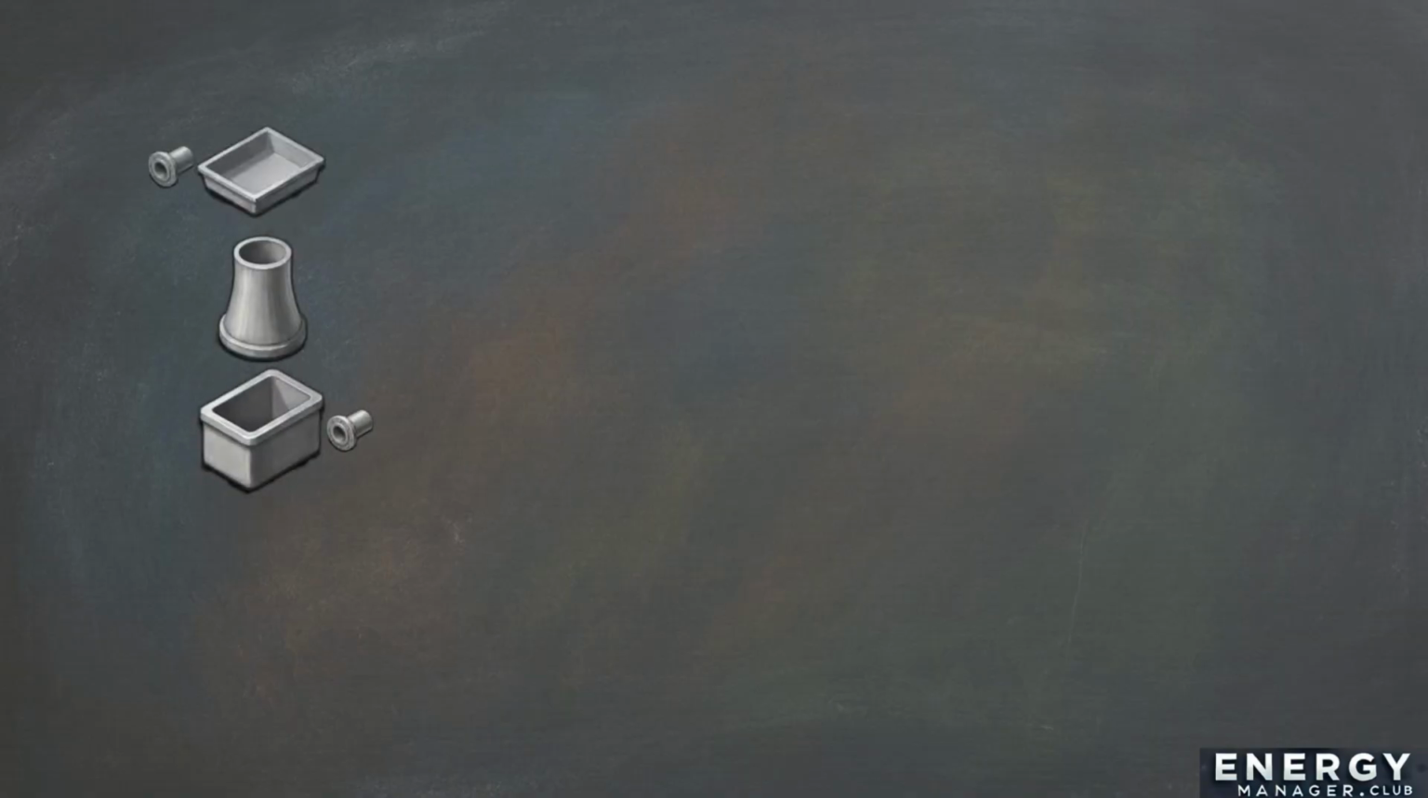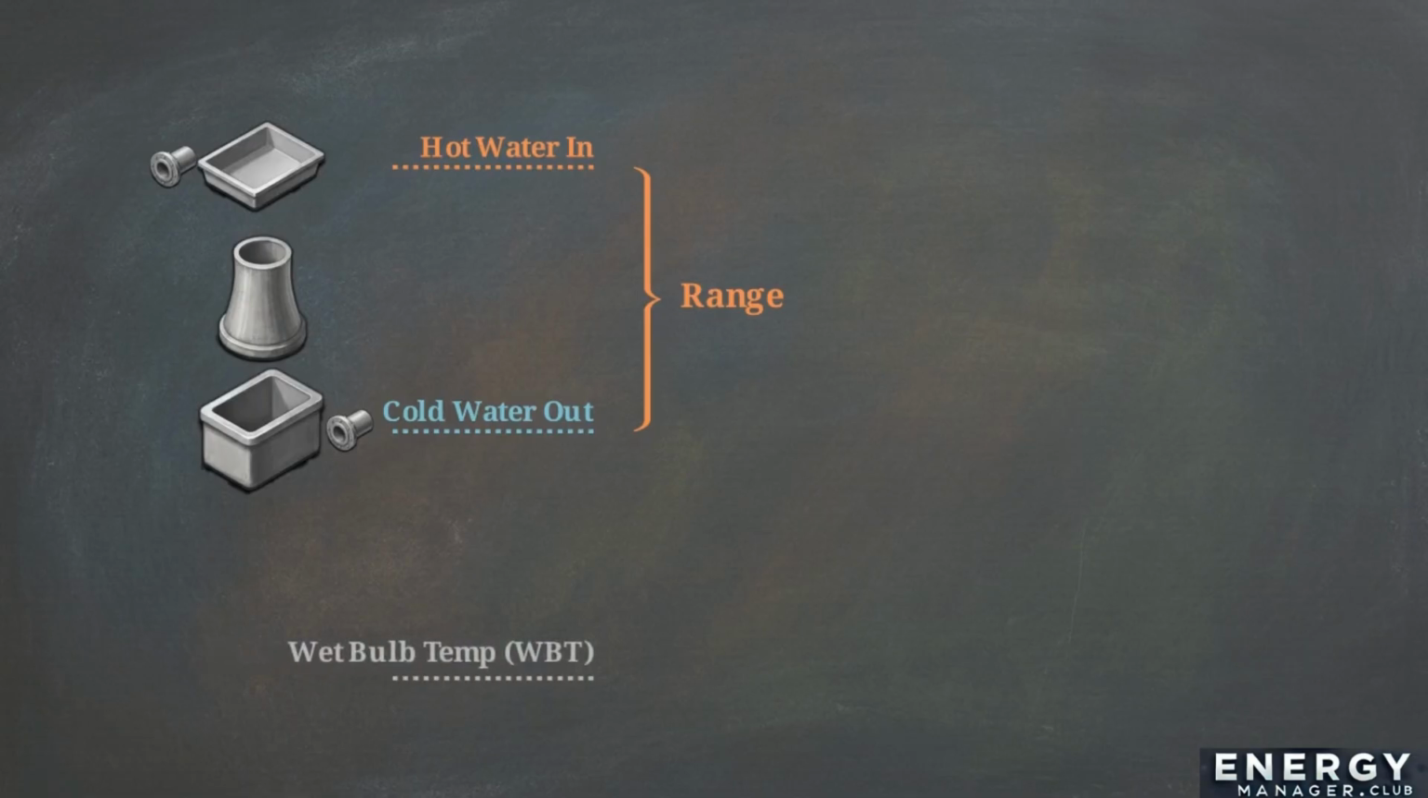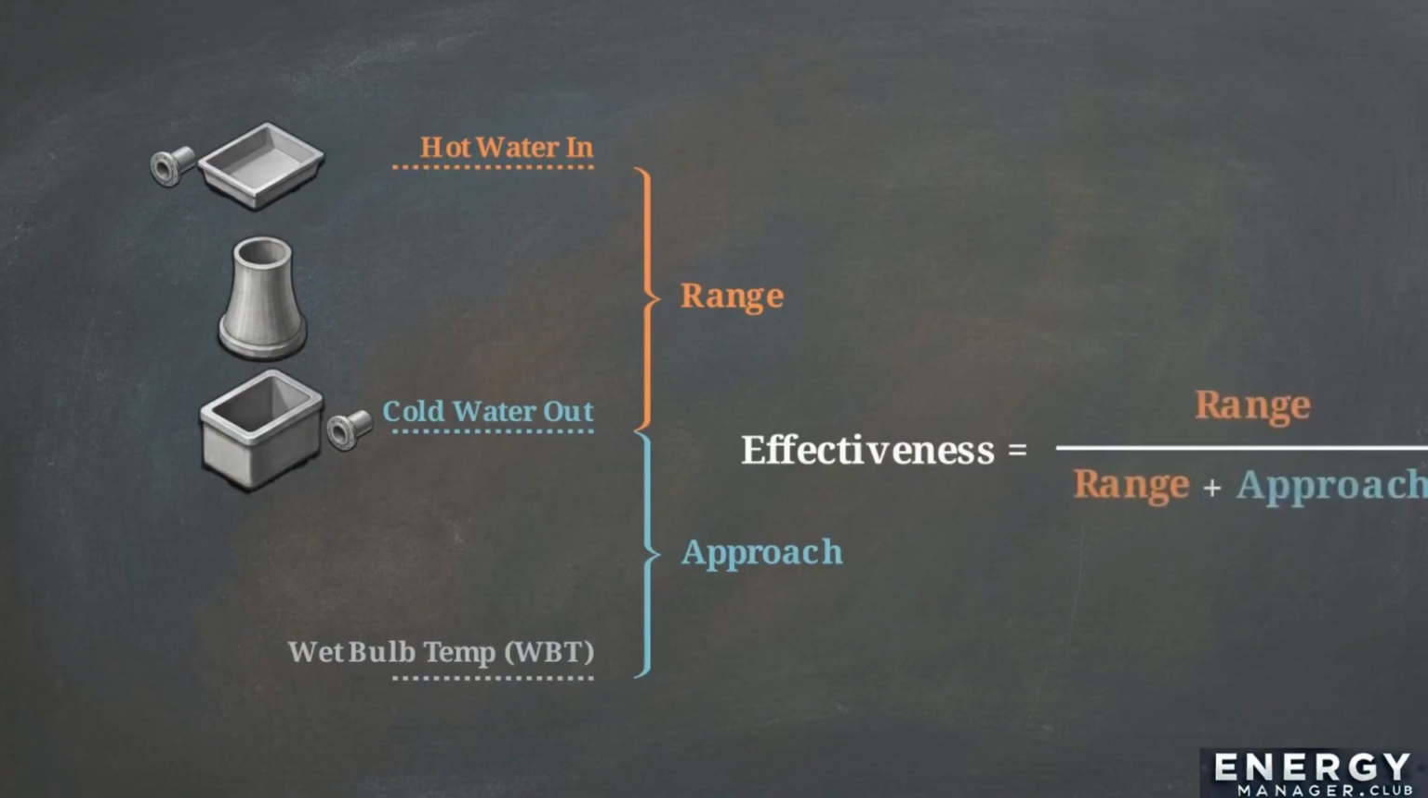This schematic shows exactly how we measure that cooling process. The actual temperature drop we achieve, from the hot water entering to the cold water leaving, is called the range. The gap that remains between that final cold water temperature and the theoretical limit of the wet bulb temperature is called the approach. By comparing these two measurements, we get the tower's effectiveness.